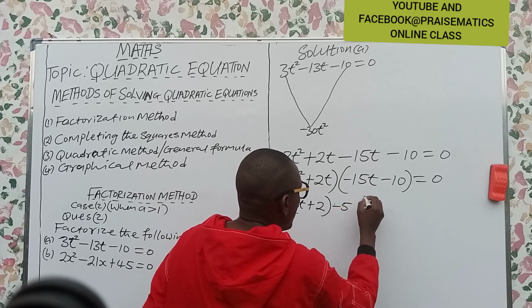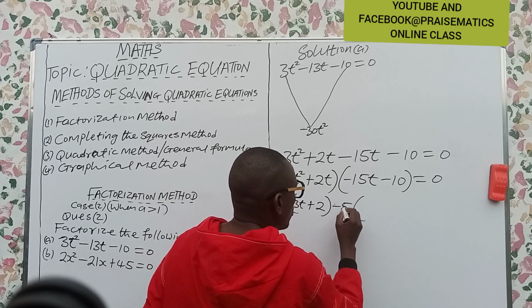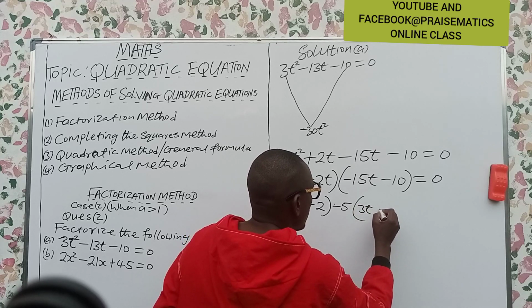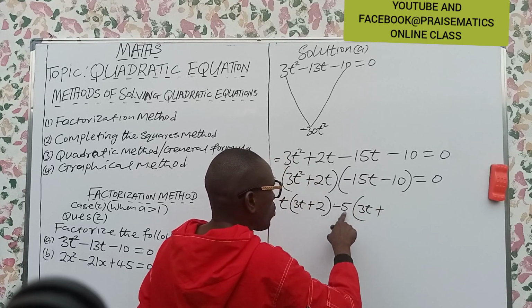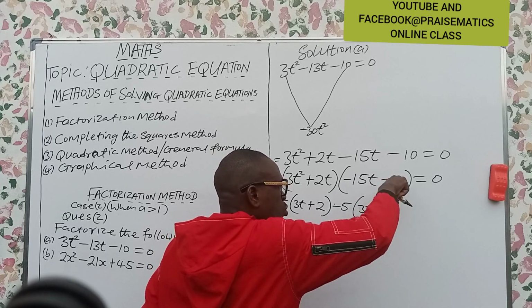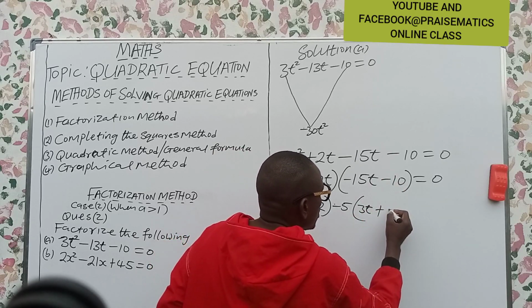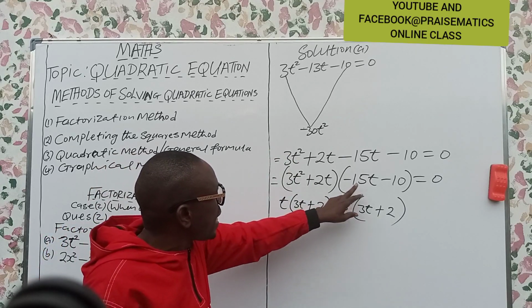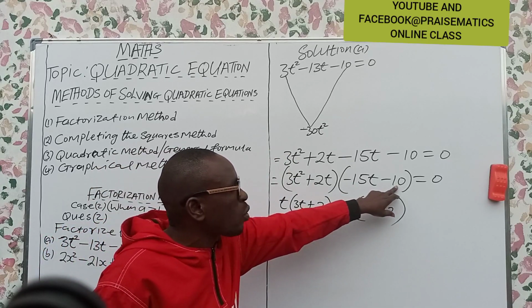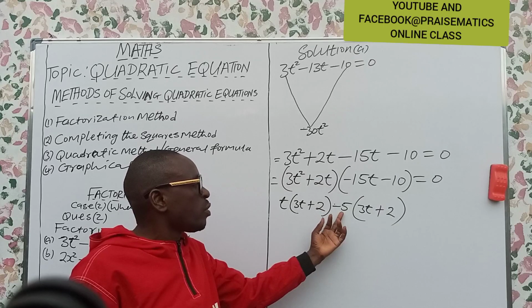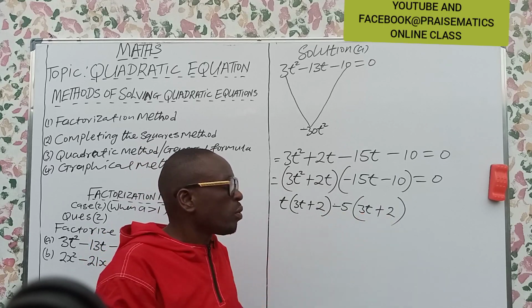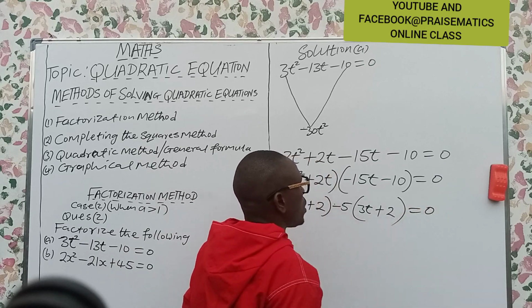Minus 5 into what do we have here, so that when you multiply, you get this here? We have 3t plus what? So that when you multiply minus 5 by something, it will give us minus 10, which is 2. So there is 5 inside 15 and 5 inside 10. You factor it out, and the remainder will be 3t plus 2, all equal to 0.